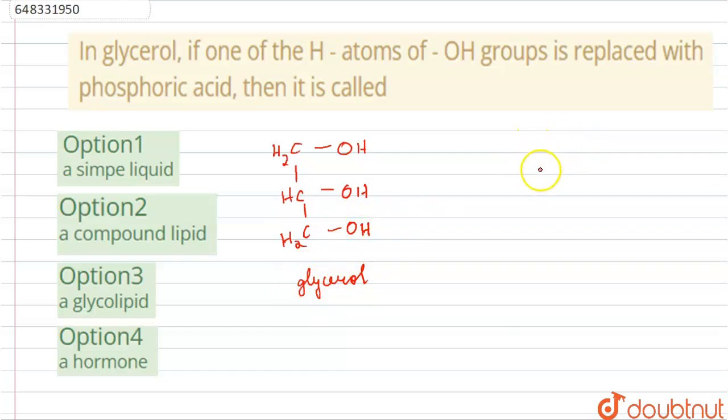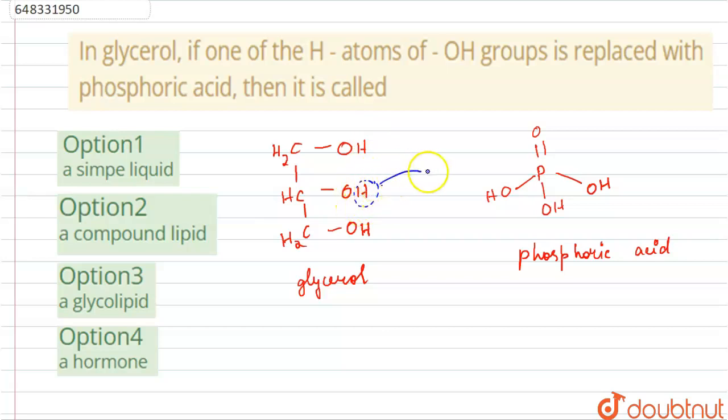And for H3PO4, we know phosphoric acid is nothing but H3PO4, P double bond O, single bond OH, and OH. So now this is phosphoric acid. So now in the question it is given that we will replace one H atom. Let's suppose this H atom is replaced with this phosphoric acid, this whole phosphoric acid.